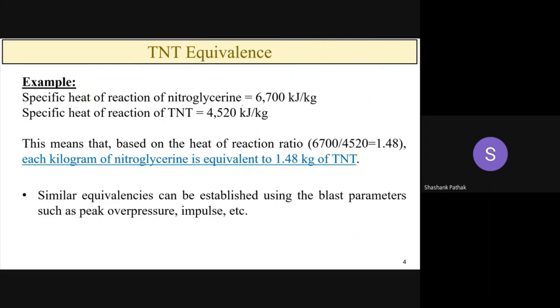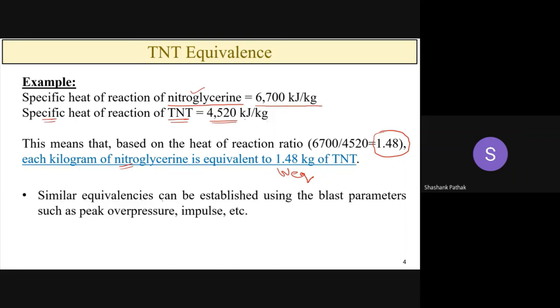Now, here is one small example. Suppose we are considering specific heat of reaction as a criterion for nitroglycerin. Nitroglycerin is an explosive. The specific heat of reaction of nitroglycerin is 6700 kilojoule per kg, and the specific heat of reaction of TNT is 4520 kilojoule per kg. So how can we get the equivalent TNT for nitroglycerin? Based on the heat of reaction ratio, that is 1.48, each kilogram of nitroglycerin is equivalent to 1.48 kilogram of TNT. So this 1.48 kilogram of TNT is W equivalent for nitroglycerin when we are considering specific heat of reaction.